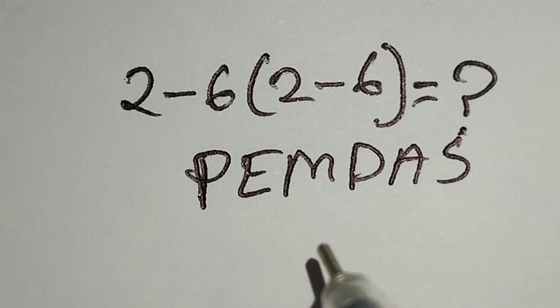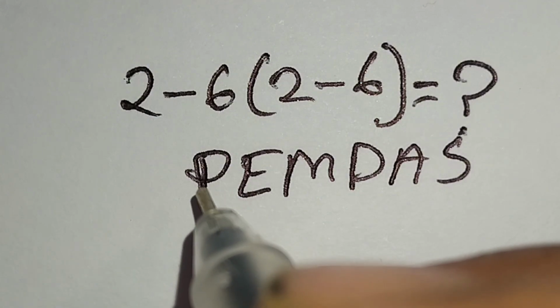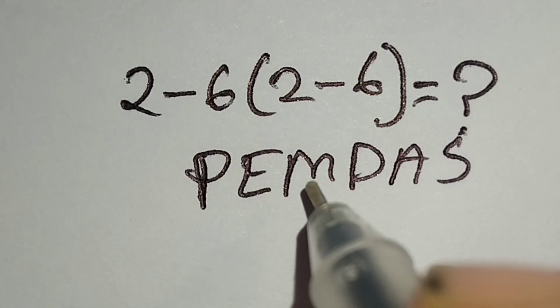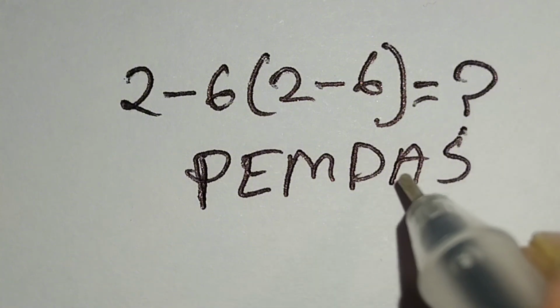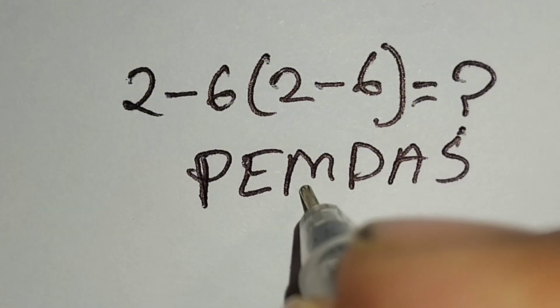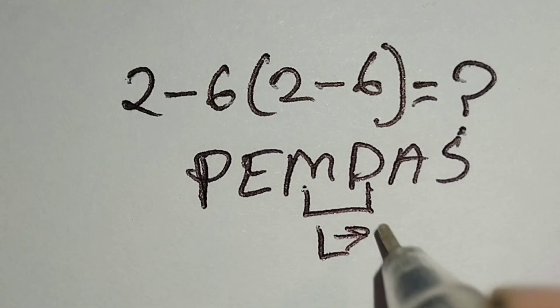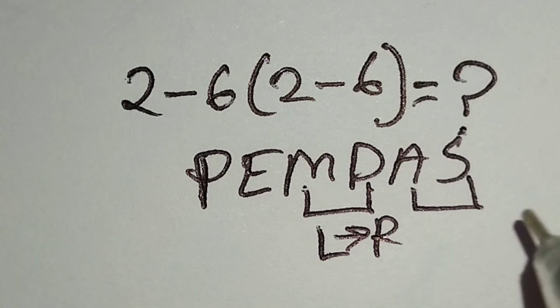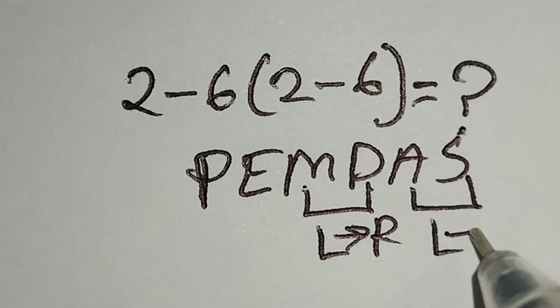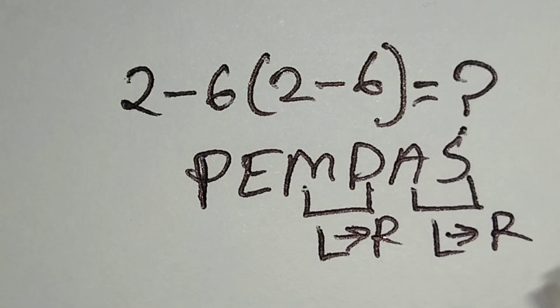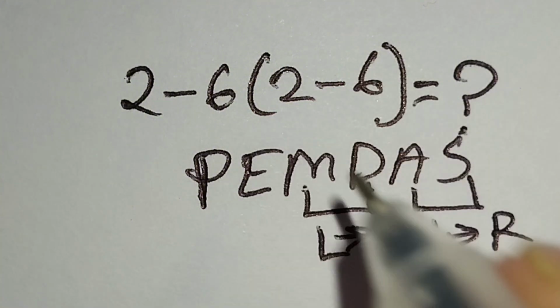PEMDAS. According to the PEMDAS rule, at first we have to work with parentheses, then exponent, then multiplication or division, then addition or subtraction. Remember, multiplication and division have the same priority, so we have to work left to right, and addition and subtraction have the same priority, so we have to work left to right also. Therefore, at first we have to work with this parentheses.